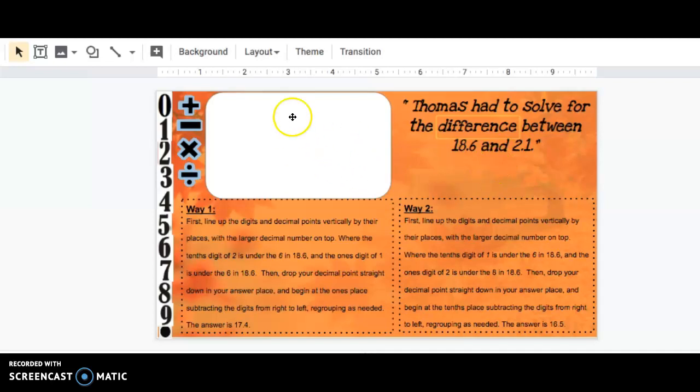Once we've done that work in our box here and on a scrap piece of paper, we are going to decide which way is the correct answer that was solved correctly, explaining what we did. Okay, so the first thing we need to do is put our 18.